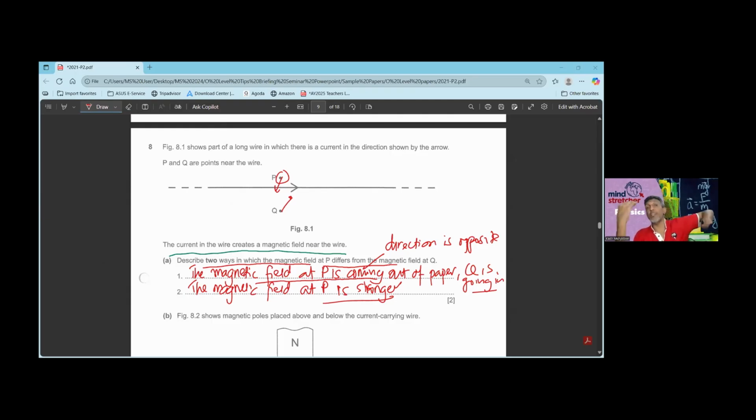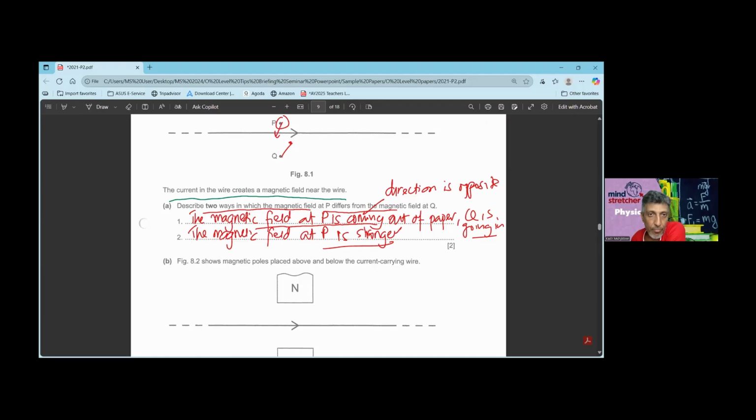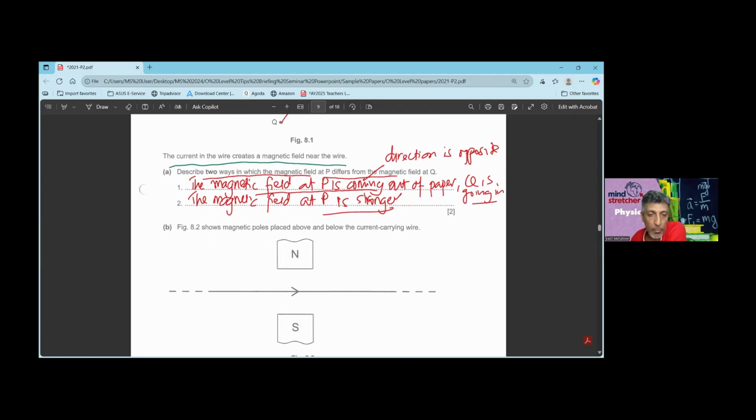The right hand grip rule in this case helps you to find the direction of magnetic field. For a current carrying wire, the thumb points in the direction of current, and the curled fingers show the direction of field. So, because P is closer, the magnetic field at P is stronger. I'm just giving you an explanation, but you can figure it out. You just have to say one is about the direction, the other one is the strength. So you can use your right hand grip rule and figure it out.